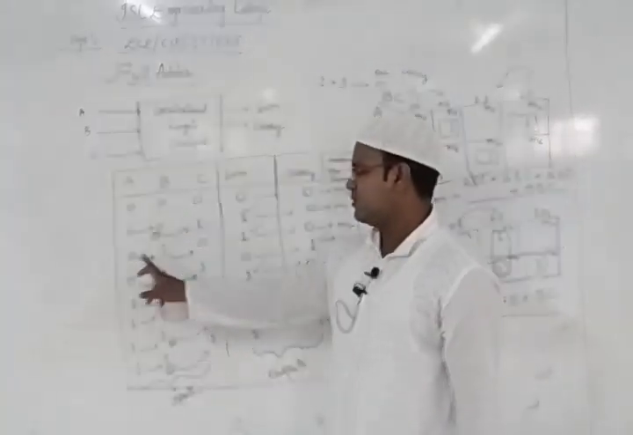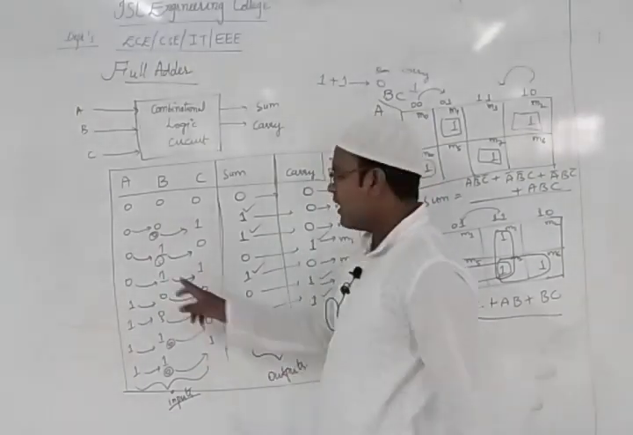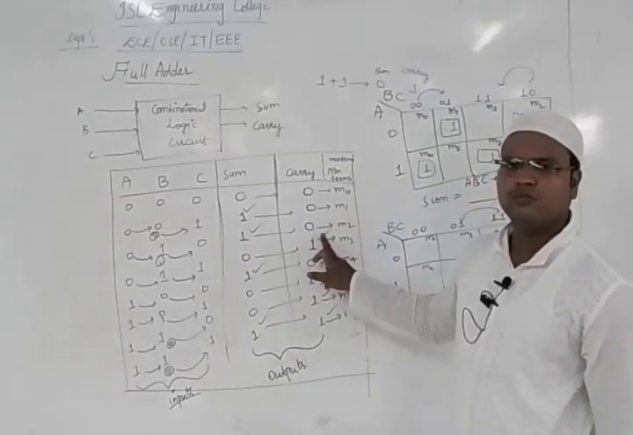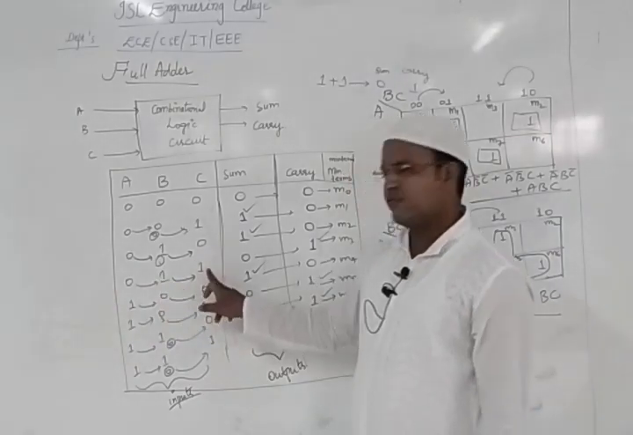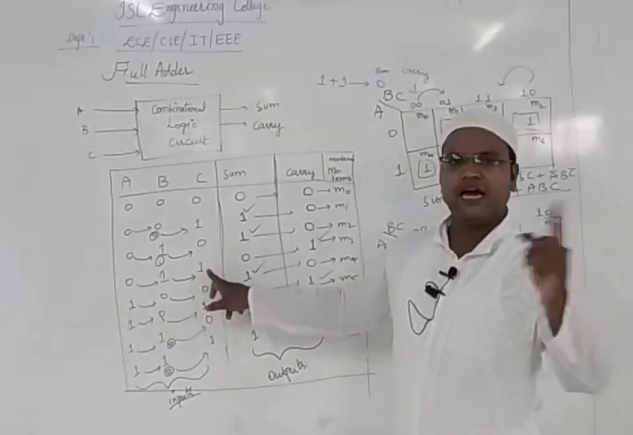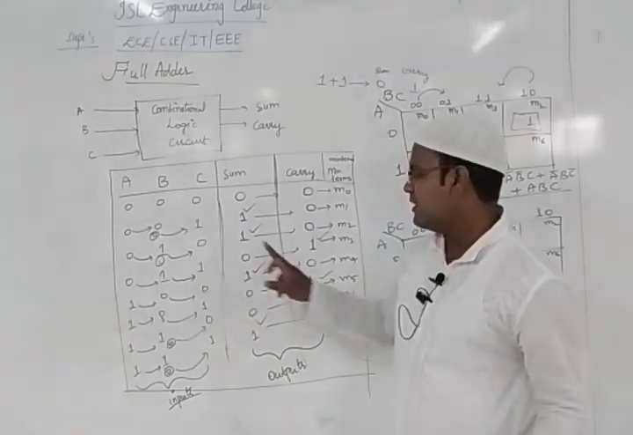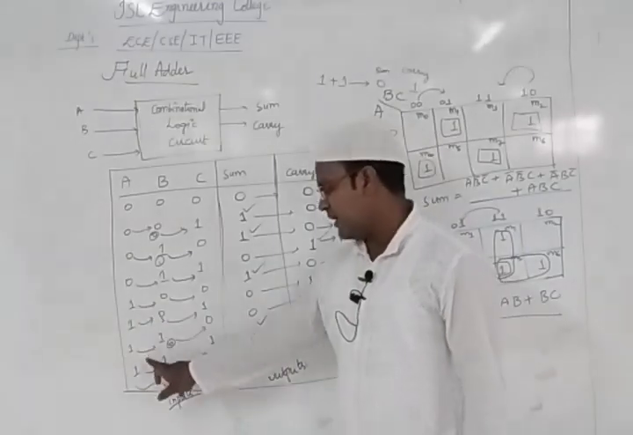Next 0 plus 1. What is 0 plus 1 till now? It is 1. Again this 1 plus 0, it is 1. So do we get carry? No. Next thing 0 plus 1, it is 1. Again 1 plus 1, sum is 0, carry is 1. So whenever we had 2 ones, for that situation we get sum is 0, carry is 1.